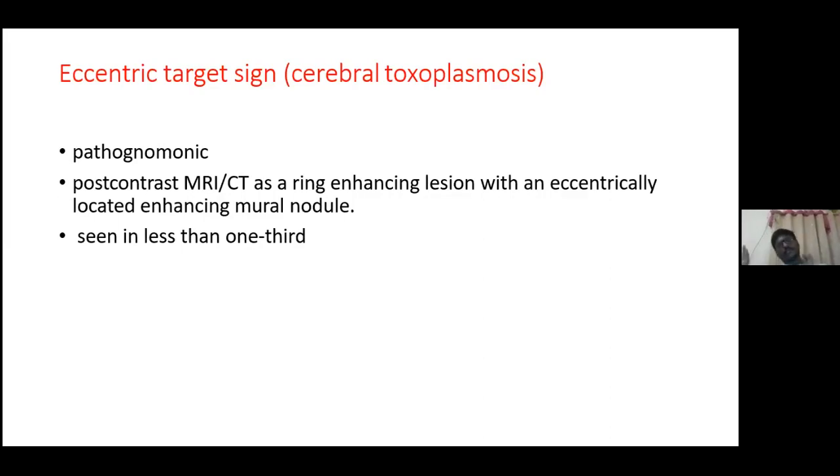I want you to remember, in all the cases of cerebral toxoplasmosis, you don't see the eccentric target sign. But the moment you see the eccentric target sign, that is pathognomonic of cerebral toxoplasmosis. So in cerebral toxoplasmosis, you may or may not see the sign, but the moment you see the sign, that is pathognomonic. The eccentric target sign is a ring enhancing lesion with an eccentrically enhanced mural nodule. It is seen in less than one third.